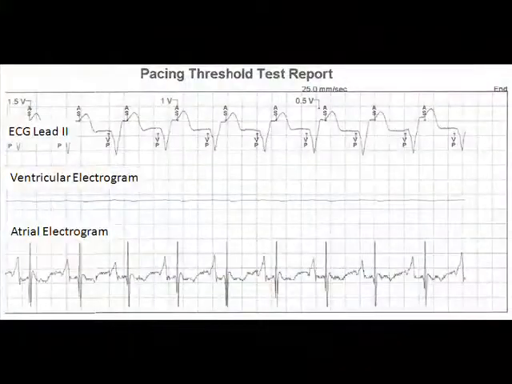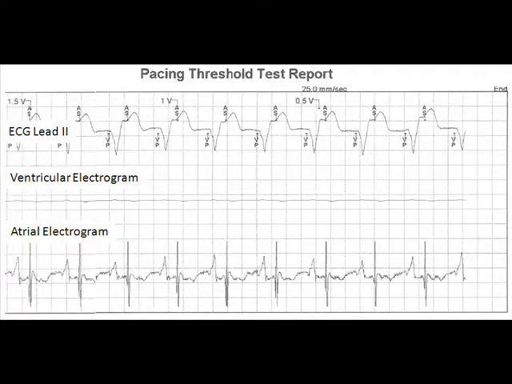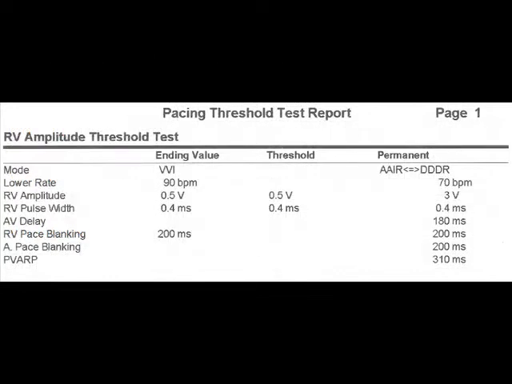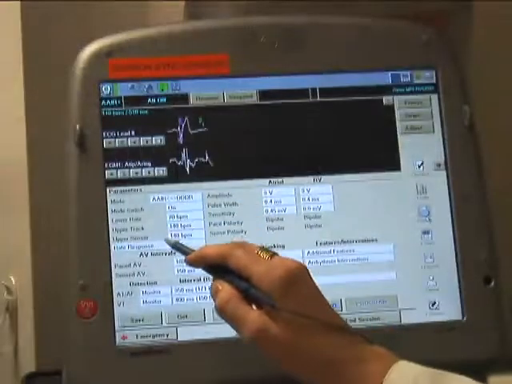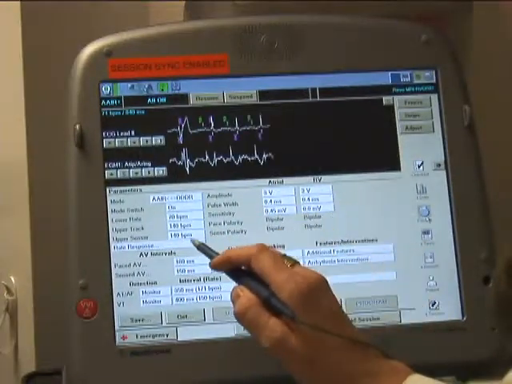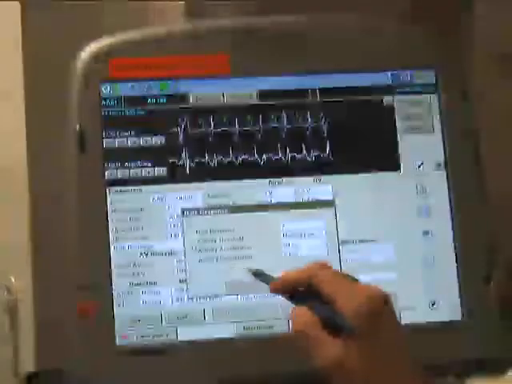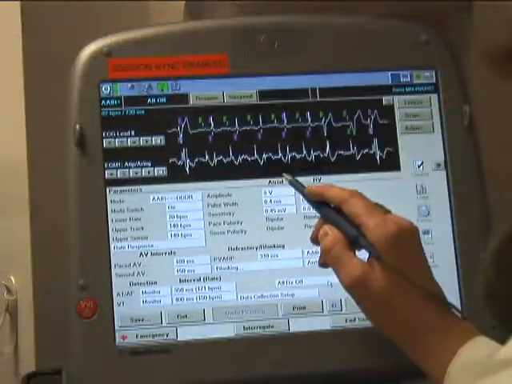The test strip is reviewed. This shows ventricular pacing even at 0.5 volts. If there were loss of capture, there would be a ventricular pacing stimulus but no QRS. Since 0.5 volts is the minimum test value and capture was still evident, the threshold is 0.5 volts at 0.4 milliseconds. At the end of the testing, parameters for both sensitivity and threshold are examined to ensure good safety margins.